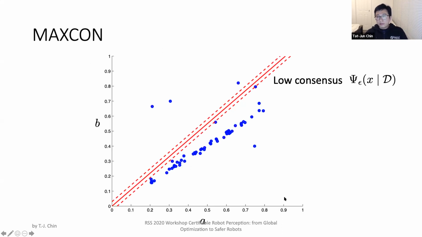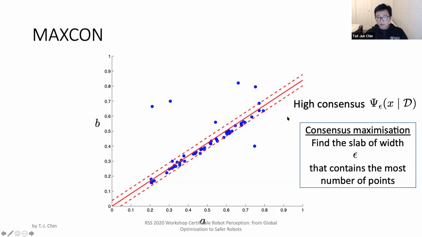So back to our running problem. Given this candidate X, it has a low consensus because it doesn't have a lot of inliers, and therefore it's not a good fit. What we want to find is the line that has the most number of inliers. So essentially, find a slab of fixed width epsilon that contains the most number of points within the slab.